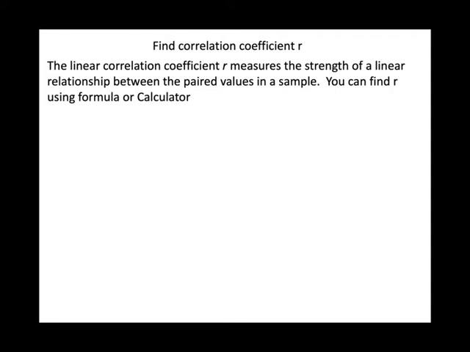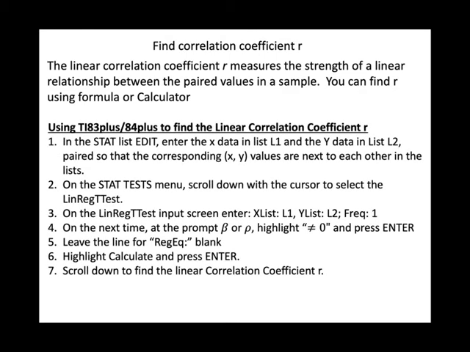But if you take the 227 later on, you will need to know how to find the R using the formula. For this class, I'm only asking you to use the calculator to find the R. You need the graphing calculator to find the R here. This is the instruction on how to use the TI-84 Plus and 83 Plus to find the linear correlation coefficient R. If you don't have the calculator, you could use the online graphing calculator.